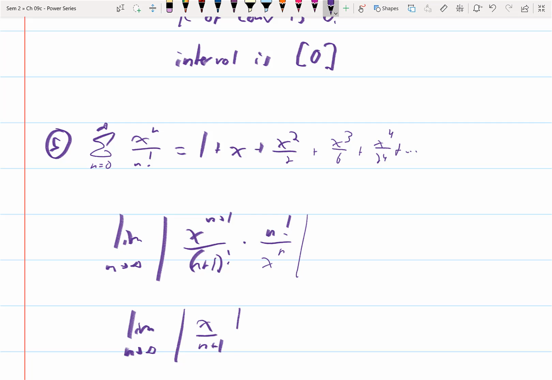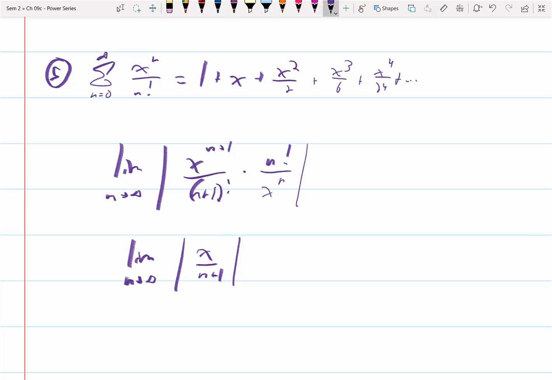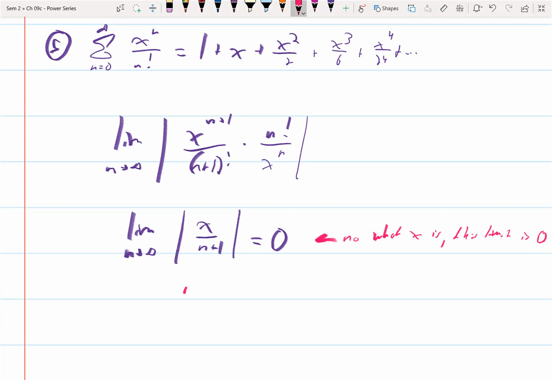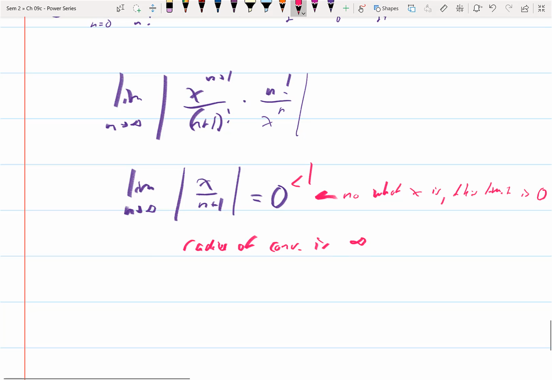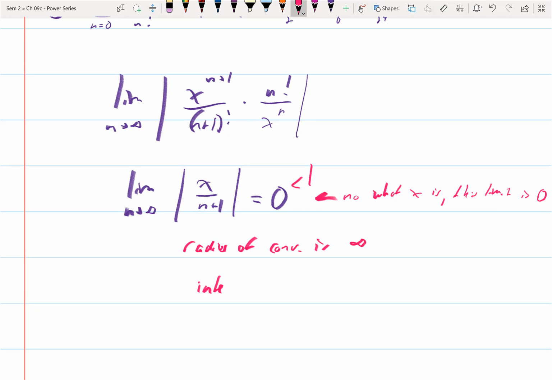And then, let's see. So that limit is 0. So what I'm going to say is, no matter what x is, this limit is 0. So this means that the radius of convergence is infinity. It's convergent everywhere. No matter what happens, this 0 is less than 1. So the radius of convergence is infinity, and the interval of convergence is negative infinity to infinity.